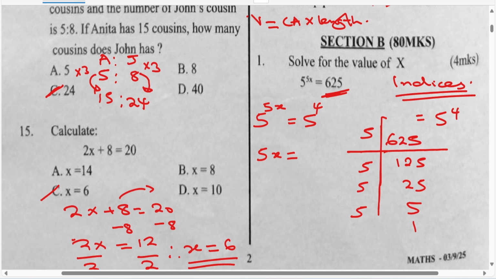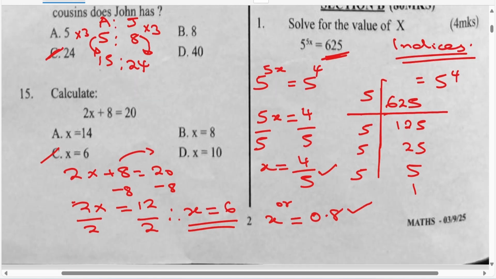So you will write 5x equal to 4. So you drop the bases and you just equate the powers. And then afterwards you divide by 5 for you to get x. And x is equivalent to 4 over 5, or x is equivalent to 0.8. So all of them are correct answers. You see, these questions are very easy.